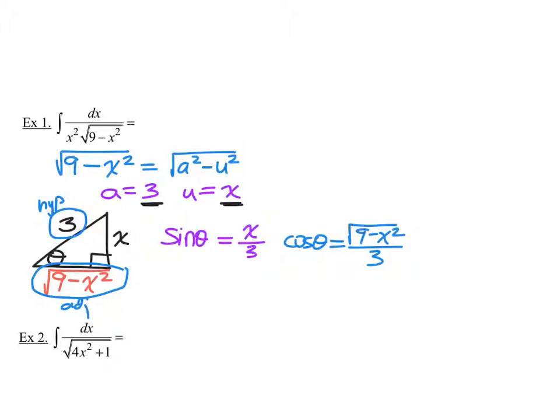All right, first thing we're going to do is solve our sine equation, but we're going to solve it for x in terms of sine. So x will be equal to 3 sine theta, and then take its derivative. dx equals 3 cosine theta d theta.